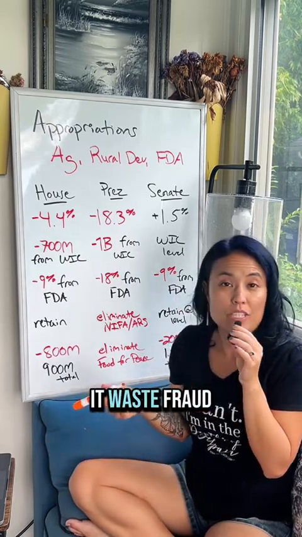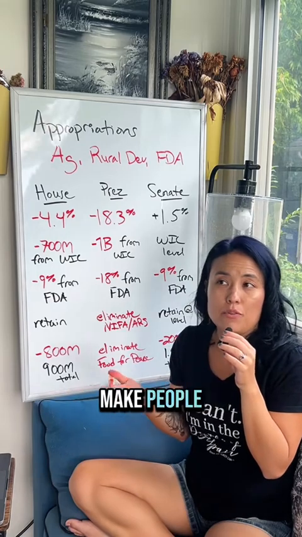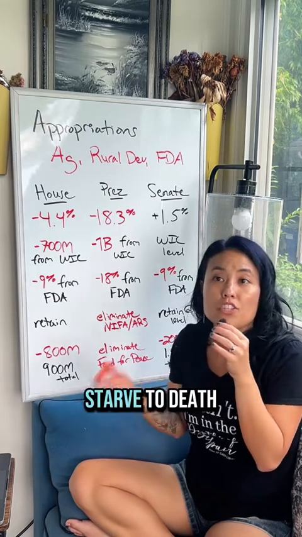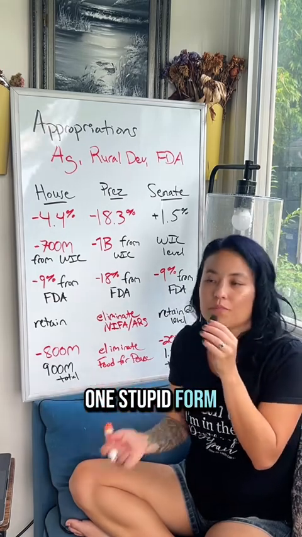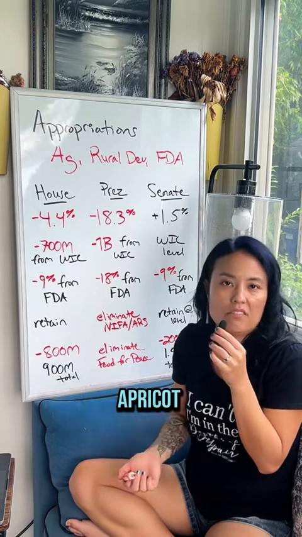The Republicans call it waste, fraud, and abuse. I might say that it's going to make people who are probably already working multiple jobs starve to death because they missed one stupid form. But, you know, tomato, tomahto, it's all the same.